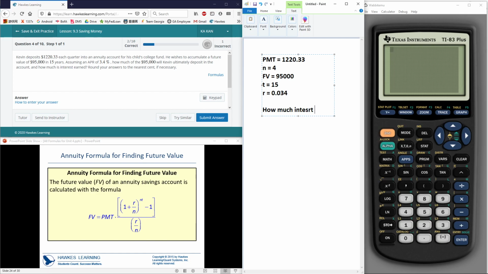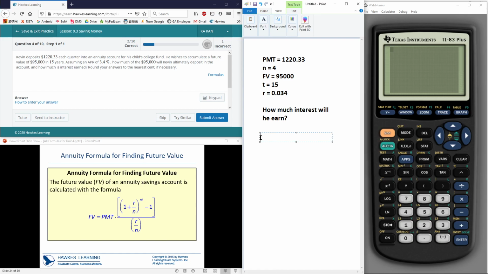So the question is this: how much interest will he earn? Now, this is a tricky problem because before you start using the formula going crazy, notice that they already gave you the answer in a way. The future value is $95,000. That's how much he will have 15 years later. You just have to find out how much he will put in all this time. Now, obviously, he didn't just put in 1220.